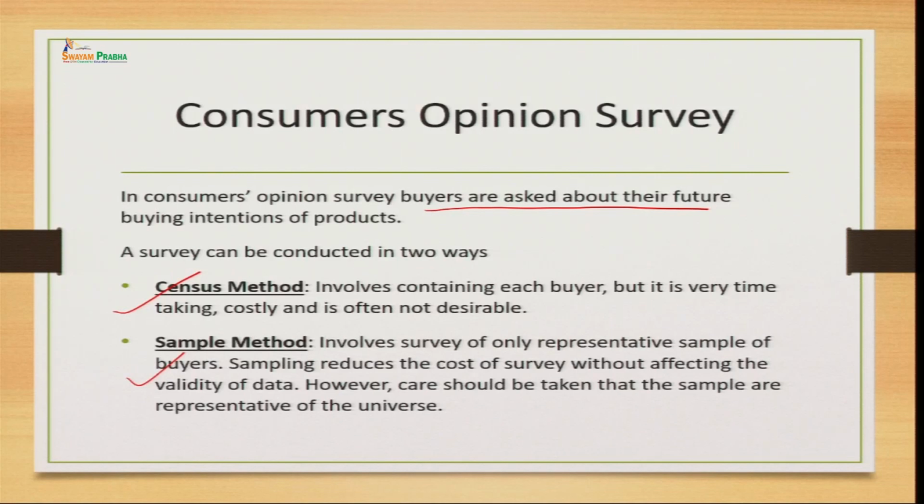Now, how are we differentiating between these 2 methods? The census method involves contacting each buyer, whosoever is the consumer of your product, you go and ask each of them about their buying habits for that specific product in future. But it is very time consuming, costly and often not desirable, because that is not possible, right. If you want to ask each and every consumer of your product, that is actually not possible. A census survey basically involves each and every person of your population, right.